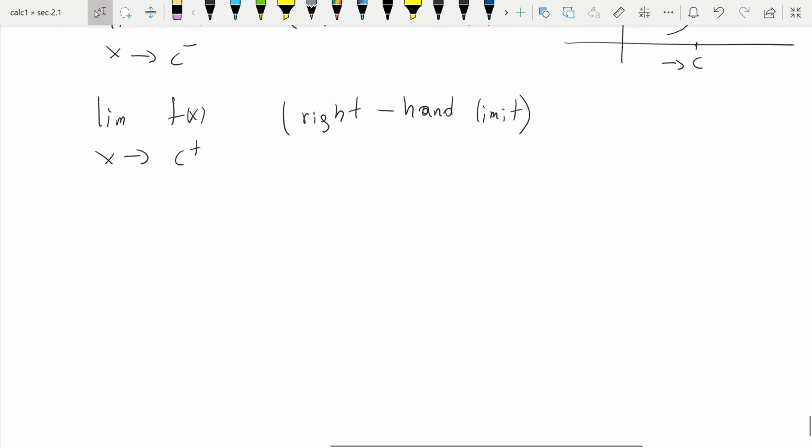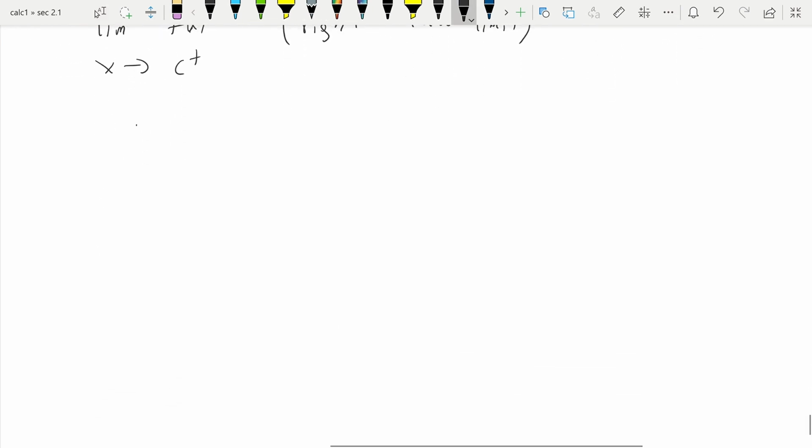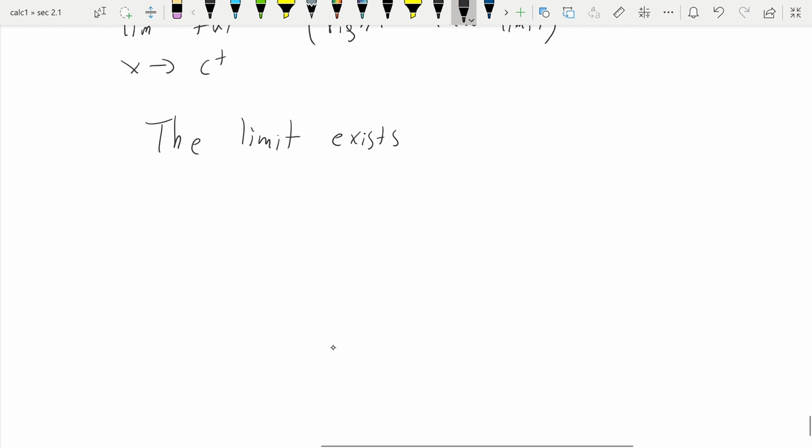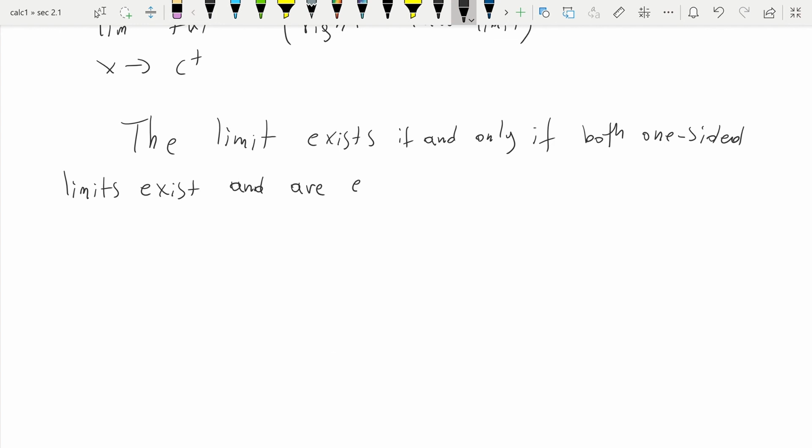A very important observation is that the limit, as we defined it in the previous video, the limit itself, exists if and only if both one-sided limits exist and are equal.